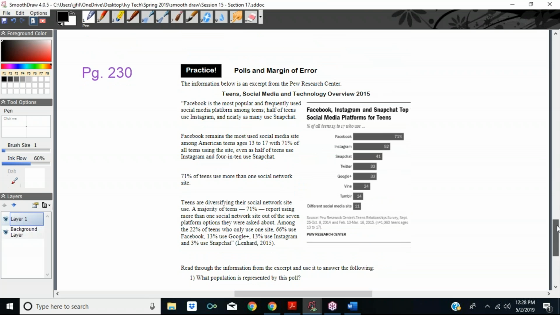All right, so let's wrap this lesson up with page 230, and this Teens Social Media and Technology Overview survey from 2015. So on page 230, find that in your book.